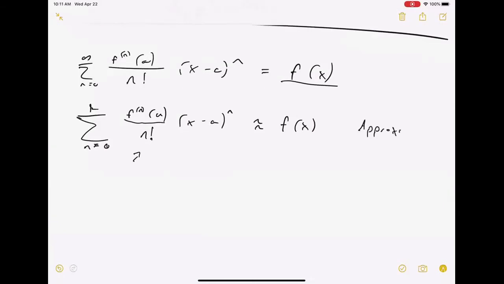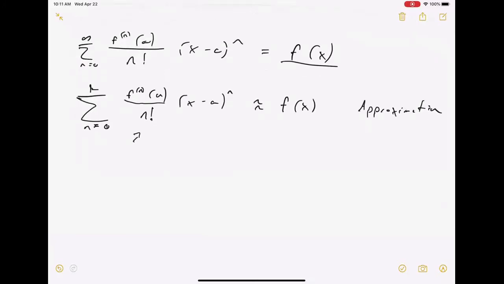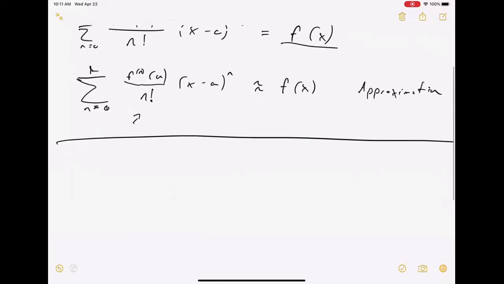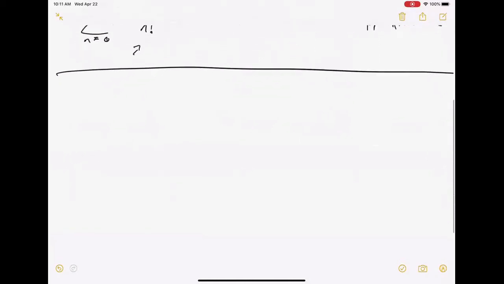Maybe that approximation is very good, and maybe that's good enough for our purposes. Maybe it's not. We always have to be careful when we're doing this in the real world. We're not going to get an exact value a lot of times, just an approximation. So obviously computing is very important.